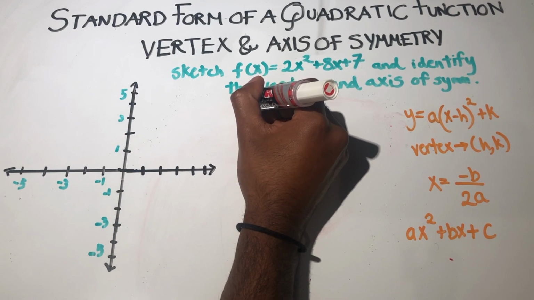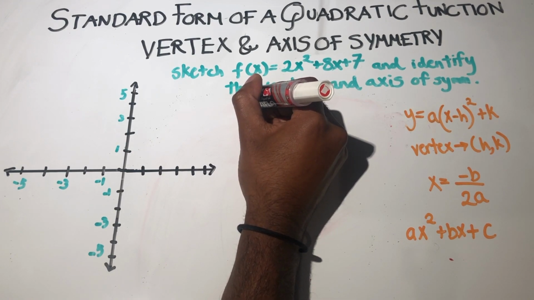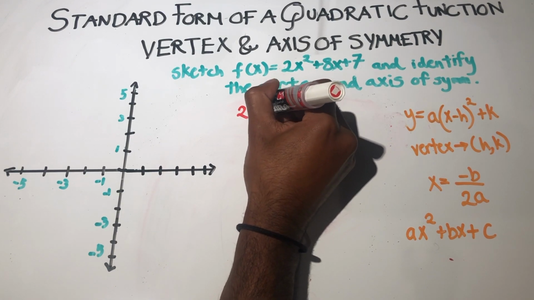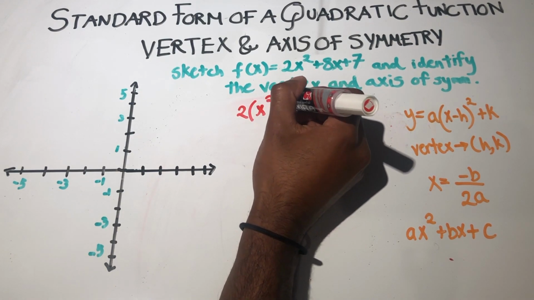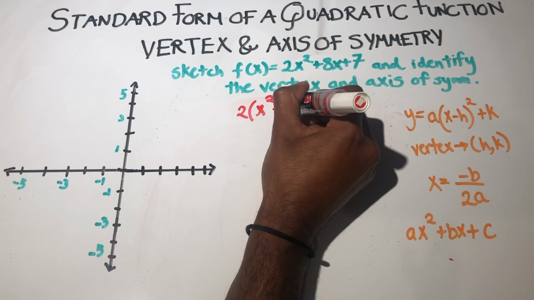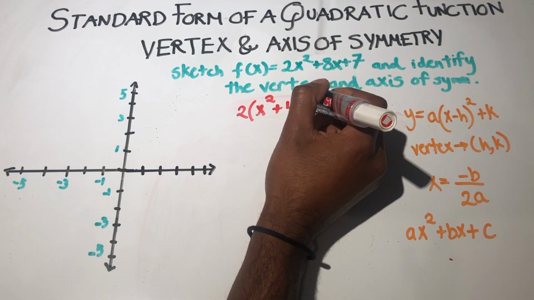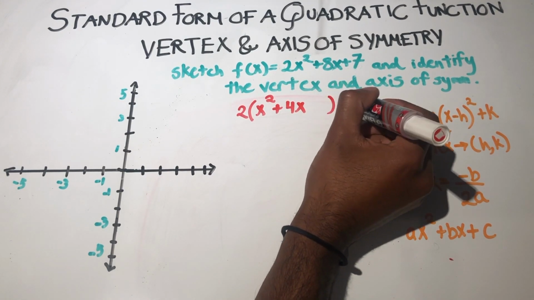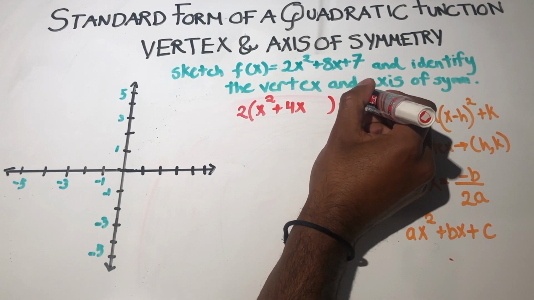So beginning with this problem, we're just going to factor the 2 outside, and then we're left with x squared plus 4x, and then I'm going to leave some space here, and then I have the plus 7 hanging outside here.